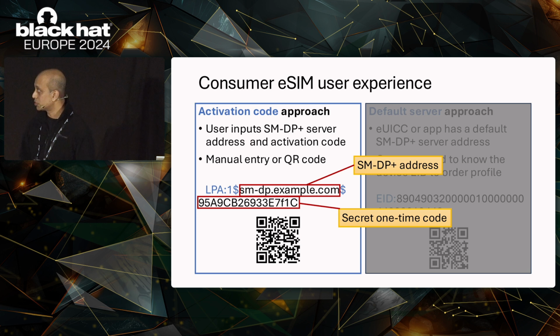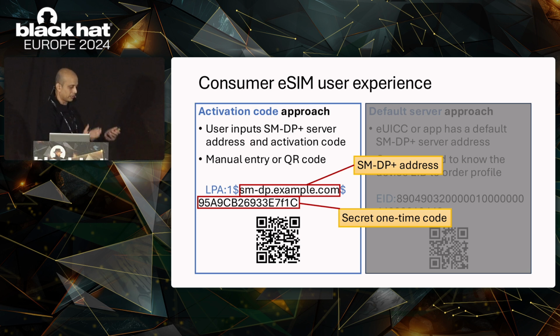The most common approach is the activation code approach. When you go to any shop or online, you are presented with a QR code. When you scan that QR code, what exists behind the scenes is a URL endpoint and a one-time code. So the profile is actually bound to this one-time code. You scan it, it's in the flow, and then the profile is downloaded.